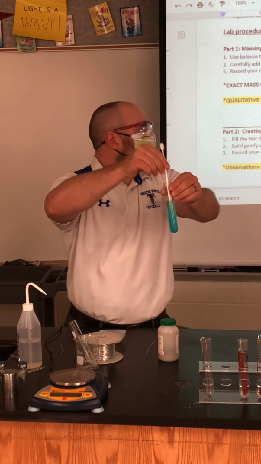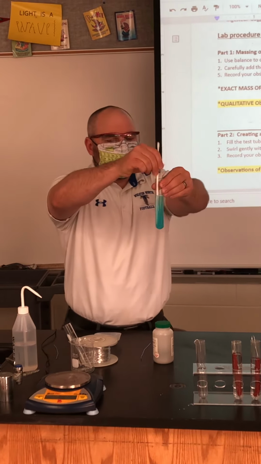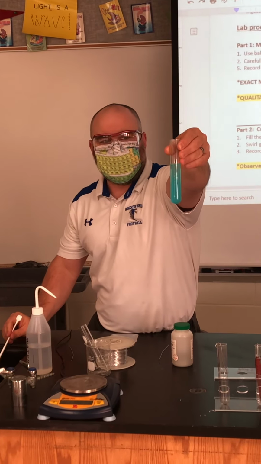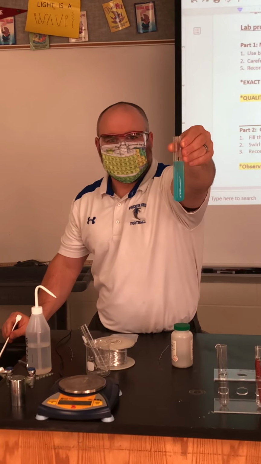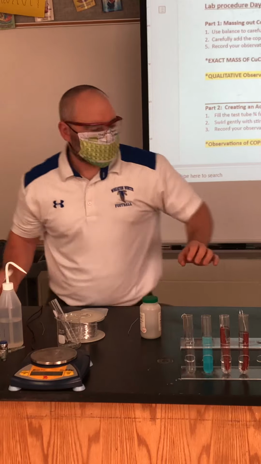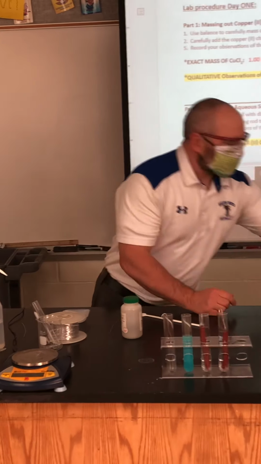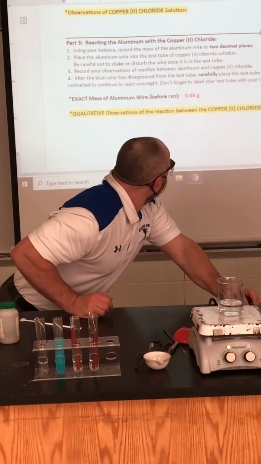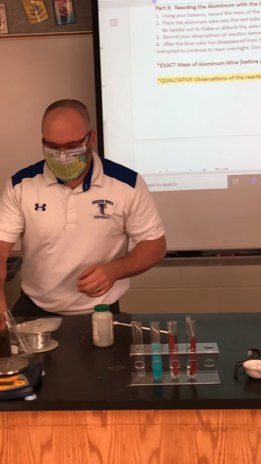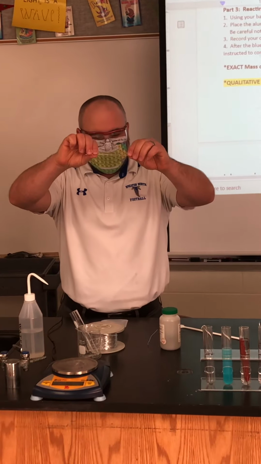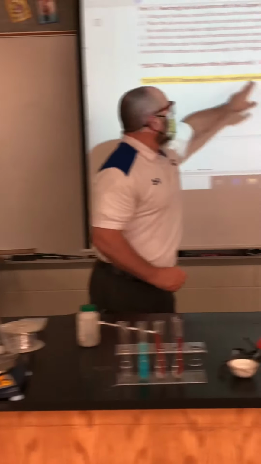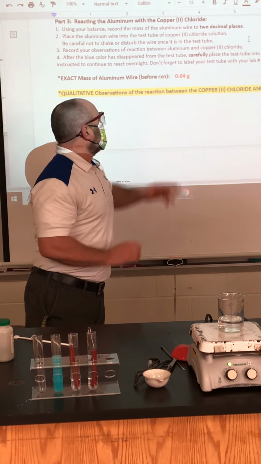Okay? Your next step is going to be to make an observation of this solution. So the solution that you see, that's the aqueous copper 2 chloride. This is going to be your first reactant. Your second reactant is going to be your aluminum wire. So I'm going to take that piece of aluminum wire and I'm going to put it onto my balance. That aluminum wire has a mass of 0.64 grams.